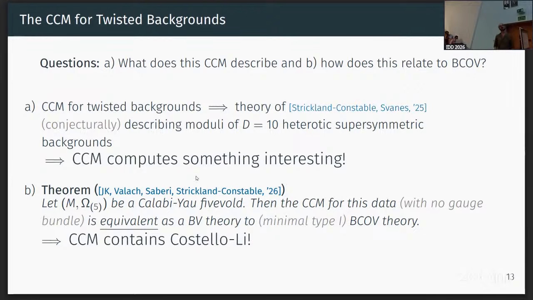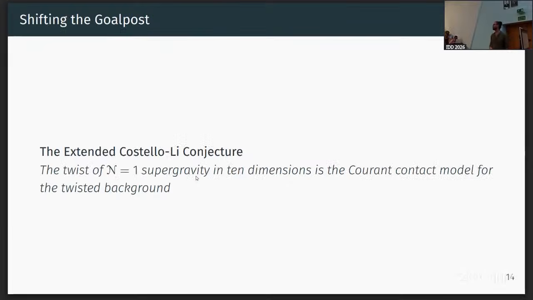And instead of us solving the conjecture, this gave us the opportunity to shift the goalpost a little bit and to write down the extended Costello-Li conjecture, which simply states the twist of N=1 supergravity in 10 dimensions is the Courant contact model for the twisted background. And this is now a setup where you have arbitrary gauge fluxes and everything turned on. So it's a very, very generic statement. We're still not able to prove this, but at least we found a generalization and a nicer reformulation of this conjecture.